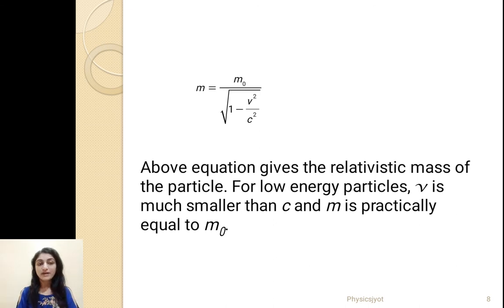For low energy particles, v is much smaller than c, so m is practically equal to m0. But if we have very highly energetic particles, in that case the velocity of those particles is comparable with the velocity of light, and then m is not equal to m0. You have to use this formula for m, that is m equals m0 upon root of 1 minus v square by c square.